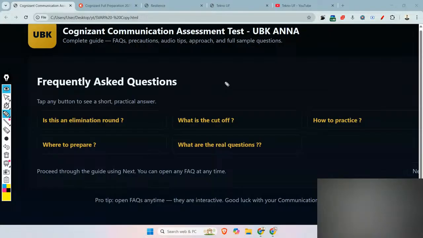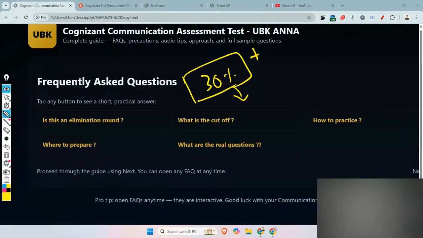So let me discuss what is the cutoff for this round if it is an elimination round. If you got both mails, the communication mail and the aptitude mail, then don't worry. But what I have observed from the last 2 years is that 30% of candidates were eliminated in the first round, that is, the communication round. So you have to pay attention to this round and focus on the cutoff marks. That is 70% or more than 70% you have to achieve.